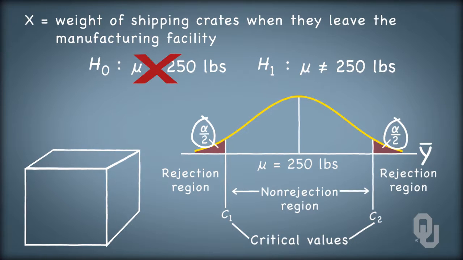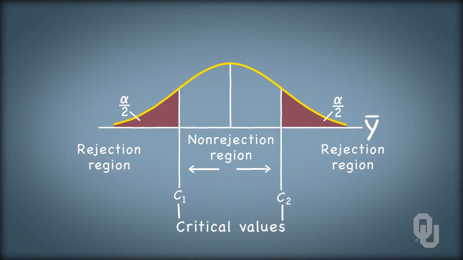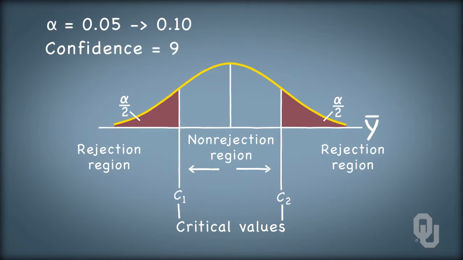Why two tails? Because the mean could be not equal to 250 by being either significantly above 250 or significantly below it. If the evidence, the test statistic, lies beyond the critical values, then we should reject the null. Again, note what happens to the size of the rejection region as alpha increases. If alpha increases from 0.05 to 0.1, that is, the confidence decreases from 95% to 90%, then we increase the size of the rejection region. If the test statistic lies in the rejection region when alpha is larger, we're not as convinced of the result.